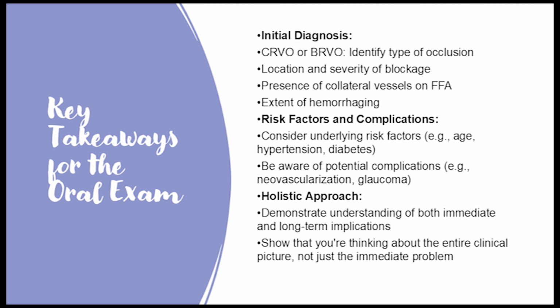I think the biggest thing is that first step: CRVO or BRVO, got to figure that out. Where's the blockage? How bad is it? Any collateral vessels on the FFA? How much hemorrhaging? All those clues tell us what's going on, and that shapes how we treat it. And don't forget those risk factors and what could go wrong later on. It shows the examiners you're thinking about the whole picture, not just the immediate problem. Right. It's about showing them you really get it, the whole disease process, from the first signs to the long-term stuff. You nailed it.